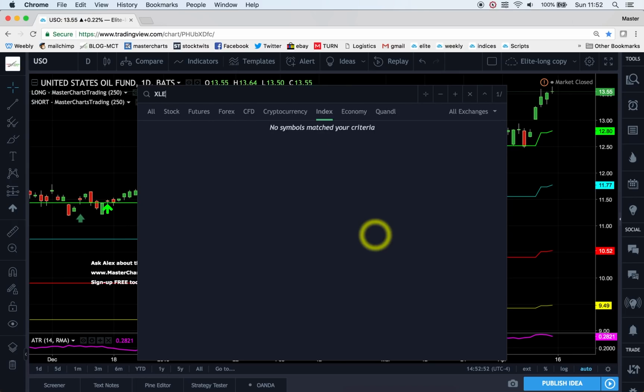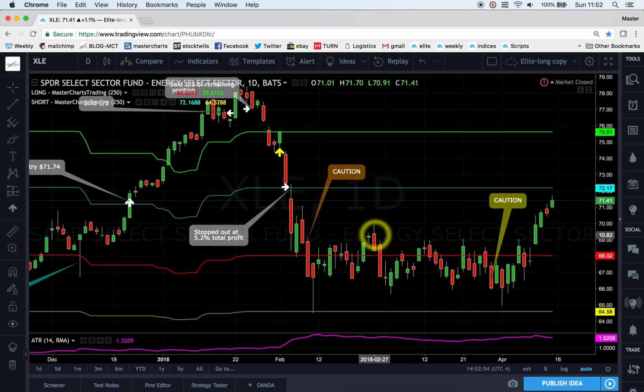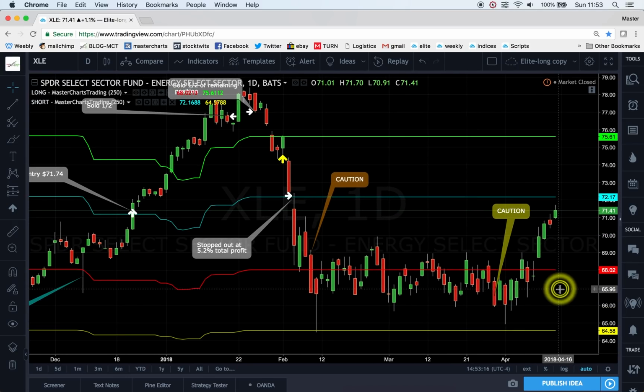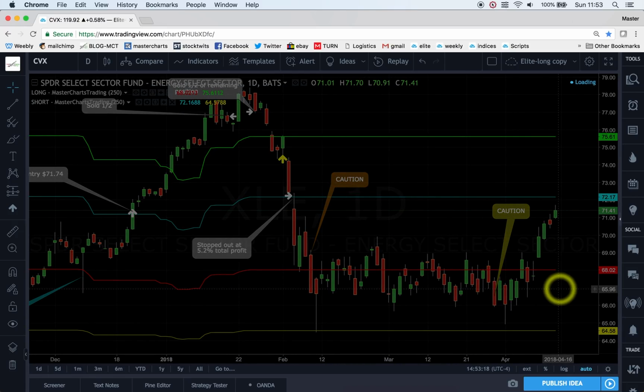Overall, energy, oil rather, is bullish. Energy was lagging behind, but I think it's now trying to catch up. So a big test is coming up at 72.17 for XLE, which is an energy SPDR. If we see rejection there and a push lower, then maybe XLE energy has rolled over into a bear market.